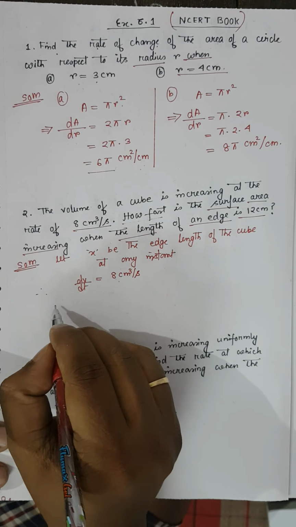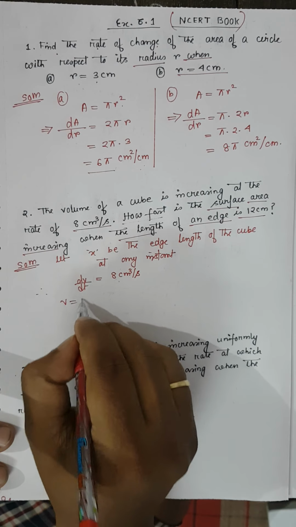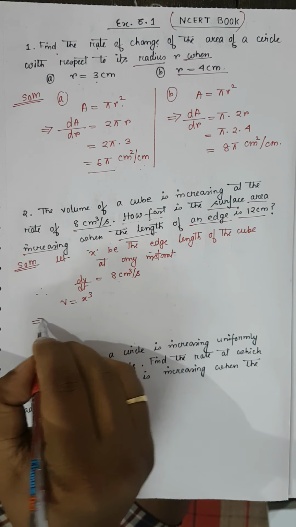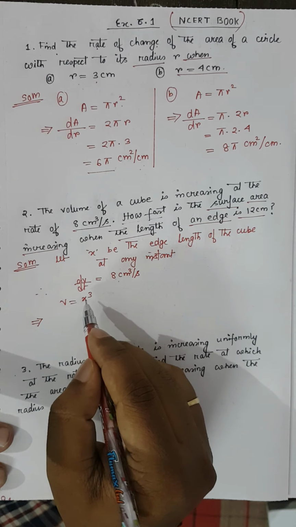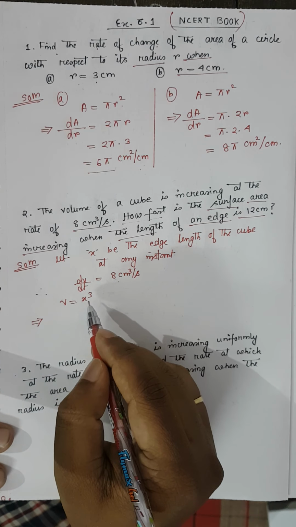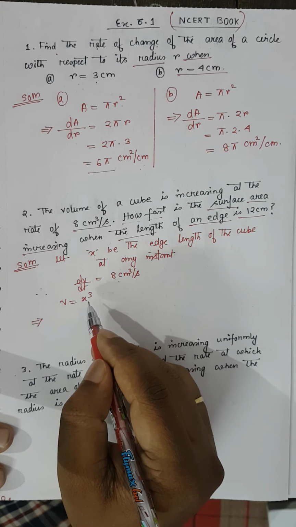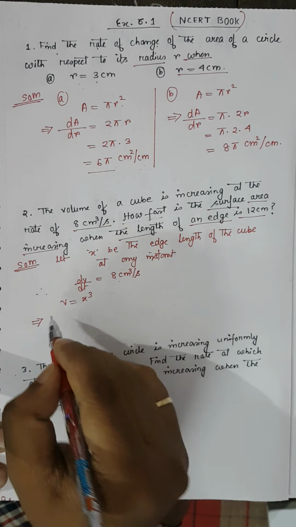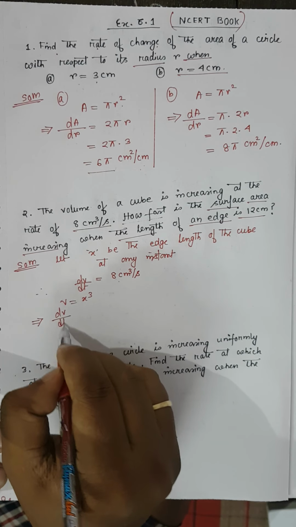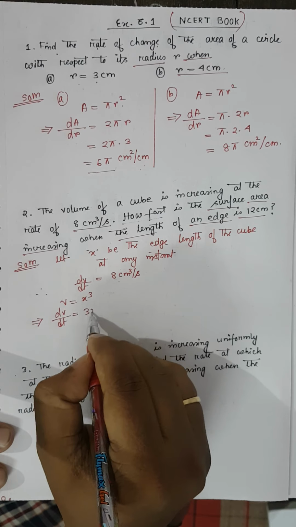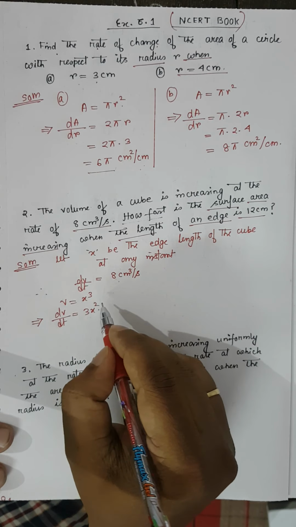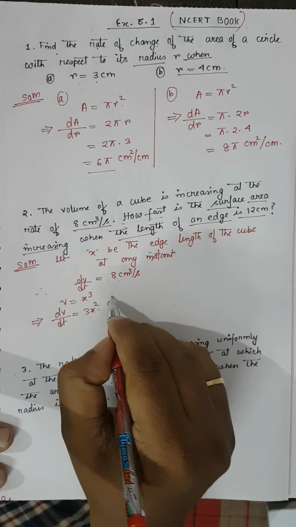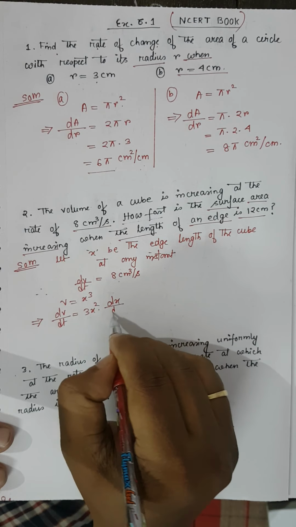So what is your volume? Volume is equal to x cube. For a cube, if I find the volume, it will be x cube: length into breadth into height. For a cube, they are all equal, so it will be x cube. Now if I find dV by dt, it is equal to 3x square. For x, if I differentiate with respect to t, I must write dx by dt.